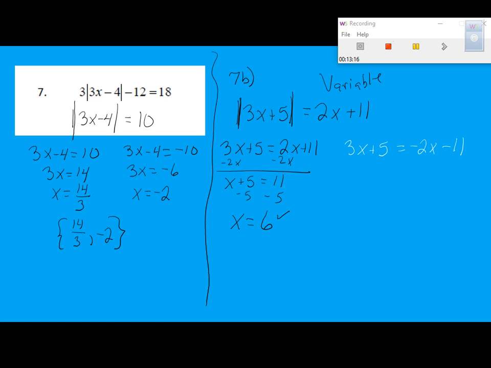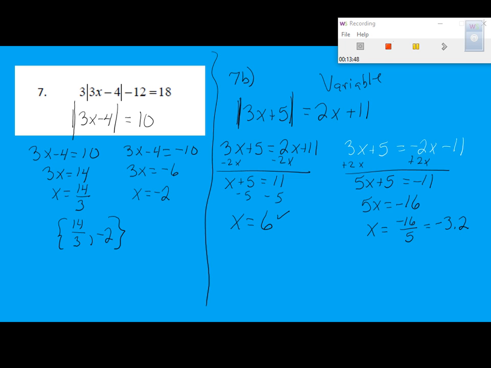Now let's see if the other one works out. So I'm going to add 2x. So I've got 5x plus 5 is equal to negative 11. We're going to subtract away 5 and get negative 16. I'm going to divide negative 16 by 5, so you could leave it like that, or call it negative 3.2.